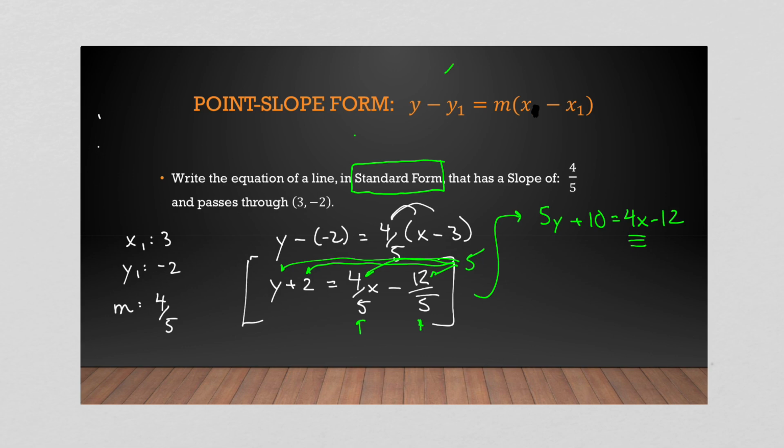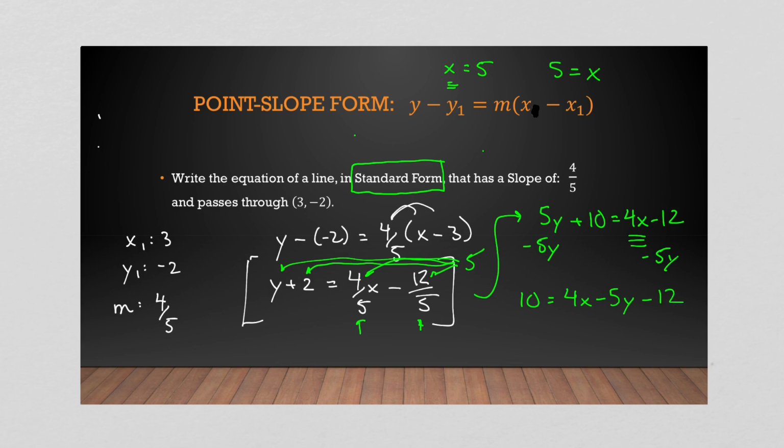If you have x equals 5, that's no different than 5 equals x. We're just really used to seeing the x on the left. But it doesn't matter, right? So all we need to do is get rid of this 5y. So let's go minus 5y, minus 5y. And now we have 10 equals 4x minus 5y minus 12.